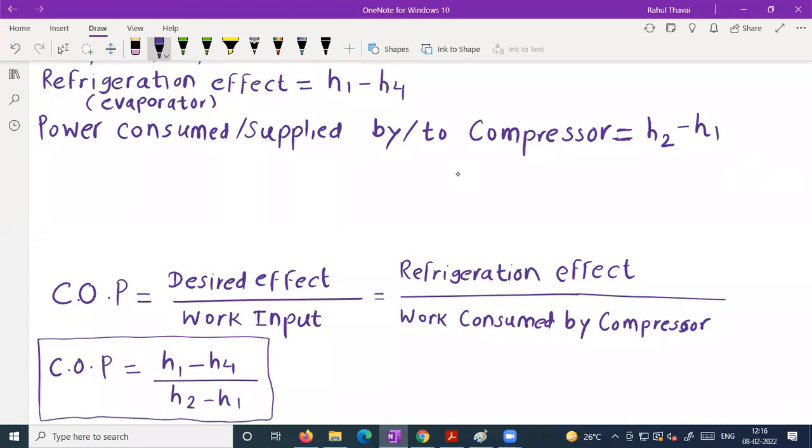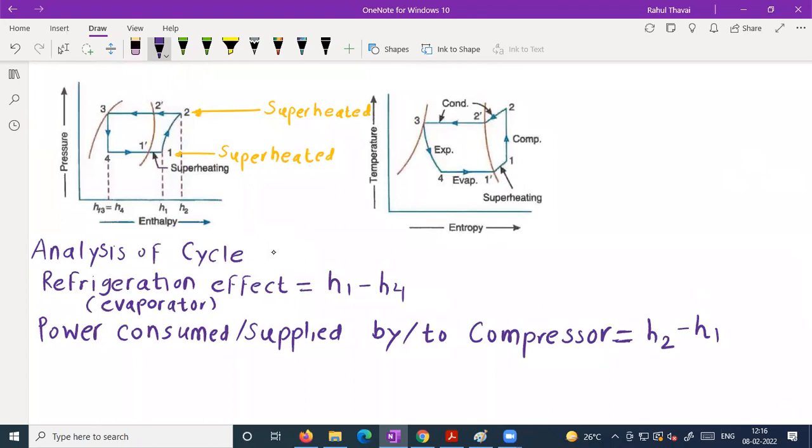Is that okay? Yes, simple formula. We have started with the last formula, that is COP. For calculating COP, we require the refrigeration effect and the work consumed by the compressor. We calculated the refrigeration effect in the evaporator, by taking the difference between the enthalpy at the exit and at the inlet of the evaporator. Similarly, the power consumed by the compressor is the difference between the enthalpy at the exit and at the inlet of the compressor. Is that okay with this one?